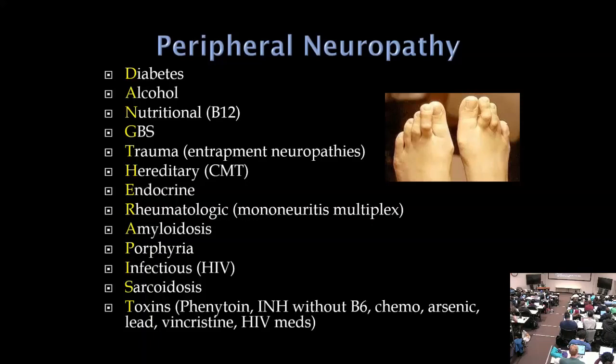Okay, Guillain-Barré syndrome, probably the most common peripheral neuropathy you'll be asked about on boards, so I'll go into that here in just a few minutes. Trauma would include all the entrapment neuropathies, carpal tunnel syndrome, ulnar neuropathy, peroneal neuropathy that we'll talk about in just a few minutes. I think probably the only hereditary peripheral neuropathy you should know about is Charcot-Marie-Tooth. So autosomal dominant typically, lots of family members have this.